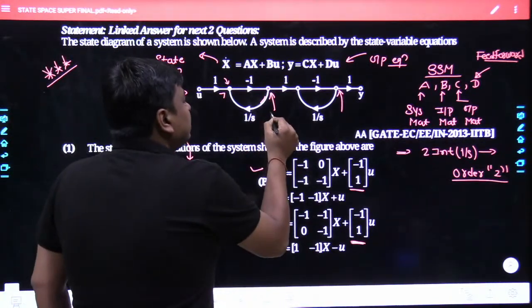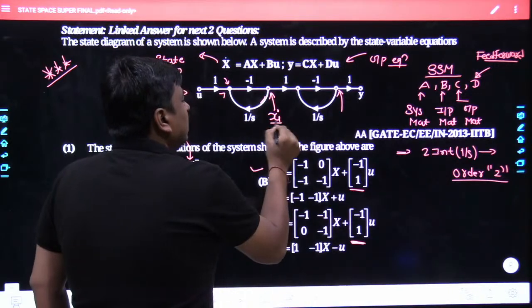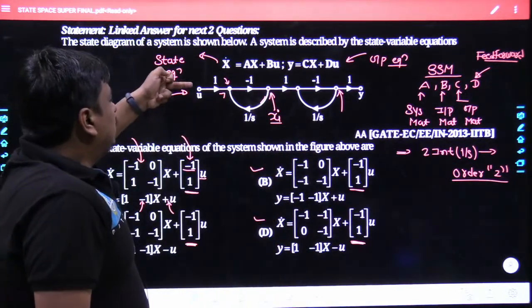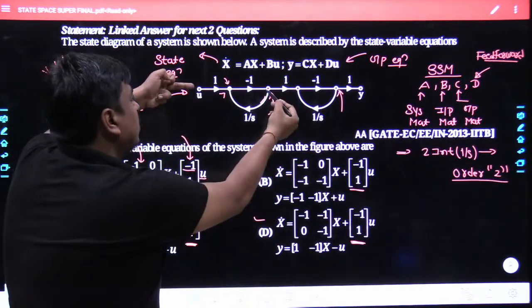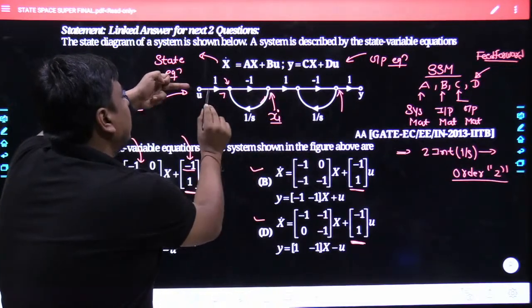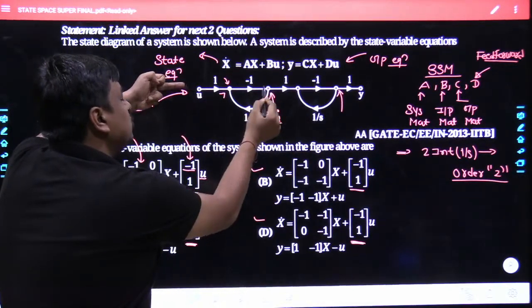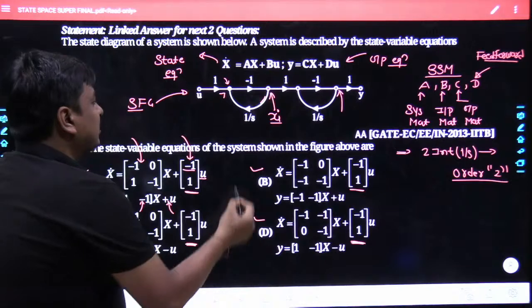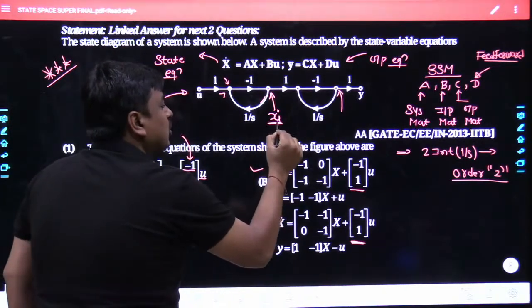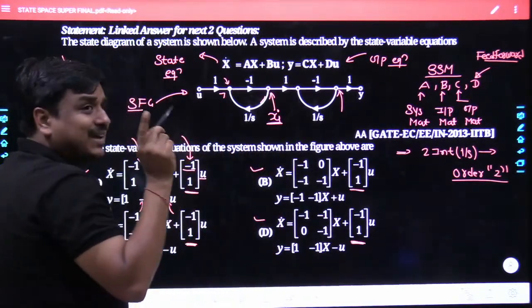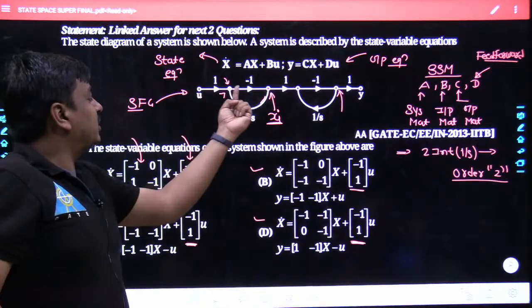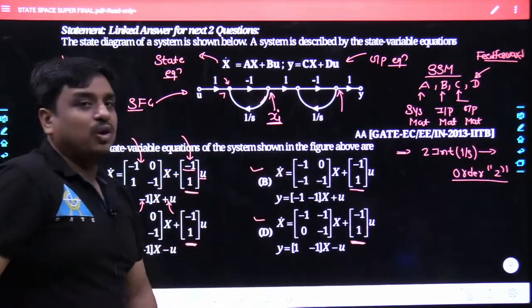If you take this as x1 dot, you can see you will reach till x1 dot, taking the multiplier factor of 1 into -1, and the impact of u would be minus of u. So obviously this must be the place of x1 dot, because x1 dot would be decided by u with the multiplier factor of -1, which is common in all of the 4 options.